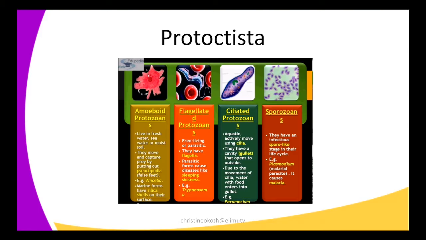Then lastly, we have the sporozoans. They have an infectious spore-like stage in their life cycle. An example of this is the plasmodium, which causes malaria. It is a malarial parasite.